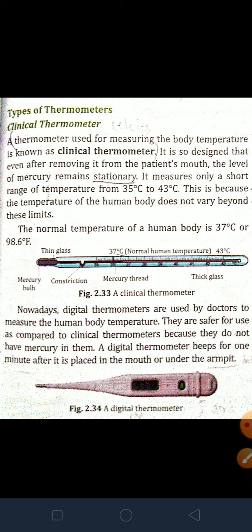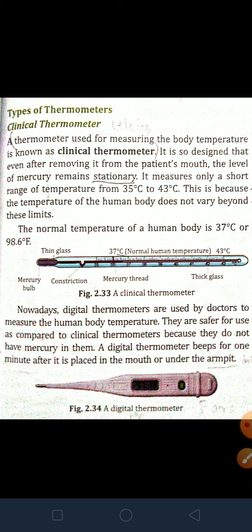Stationary means constant. It measures only a short range of temperatures, from 35 degrees centigrade to 43 degrees centigrade. This is because the temperature of the human body does not vary beyond these limits. That means the minimum temperature of a human body is 35 degrees centigrade and the maximum is 43 degrees centigrade. So our temperature will remain between these two temperatures.